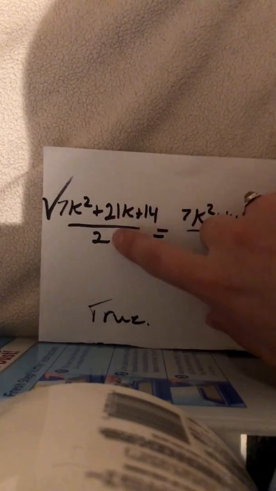Okay, so this part is going to be important. Now that we have those two lowest common denominators, we can add those two terms together, and we end up with a trinomial of (7k squared plus 21k plus 14) over 2. And then on the right-hand side, after we FOIL, we're going to have (7k squared plus 14k plus 7k plus 14) over 2.